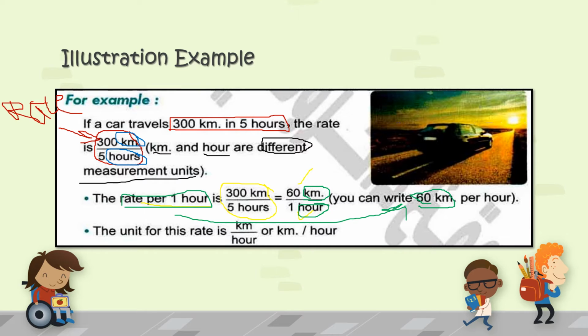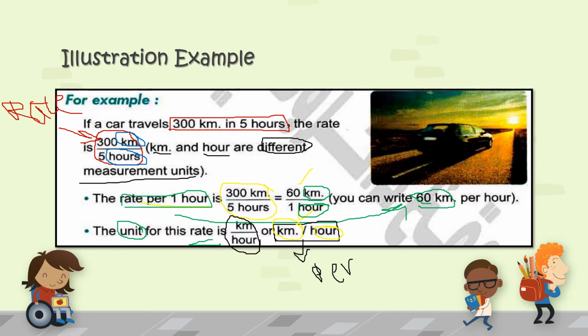The unit of this rate, as you can see, is kilometers per hour. Kilometers over hour, as a fraction, or most of the time we write it as kilometers dash hour, and we call this dash "per", so we can say kilometers per hour. So this is the rate, because we have here two different measurement units. Also, while using ratio, we don't use units. So we don't write units while using ratio.